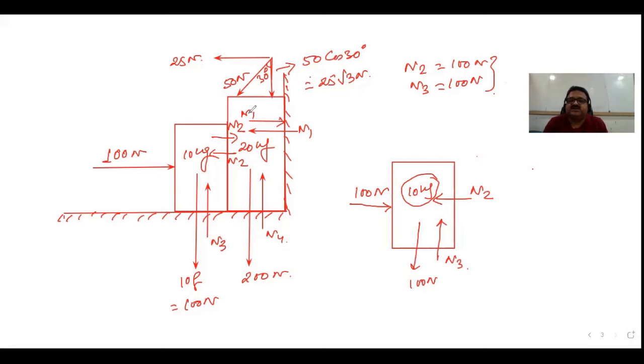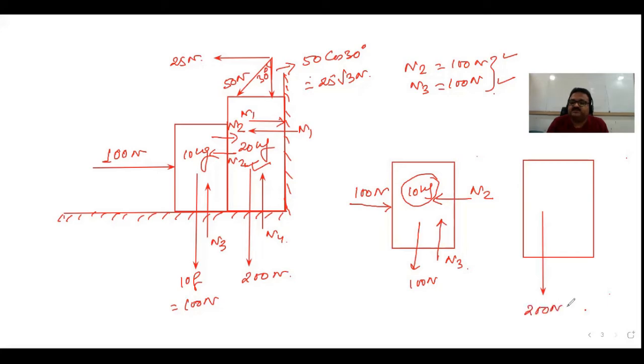Now consider this second body. Okay. Now consider the case of the second body. Make it free from the rest of the system and draw all the forces which are acting on the second body. Okay. So this is the second body. Forces which are acting on it, one by one. Look at this very carefully. 200 Newton acting downward. This is 200 Newton. So let me write it first. This is 200 Newton. N4 acting upward. So N4 acting upward.